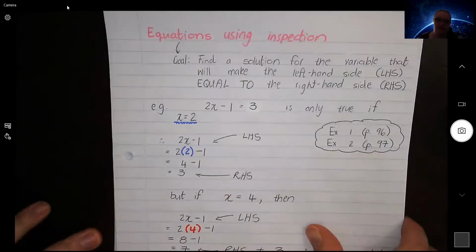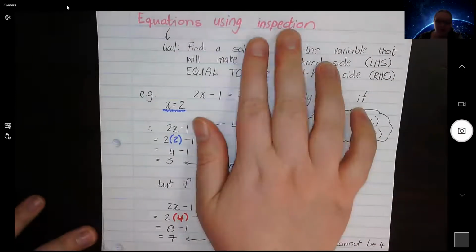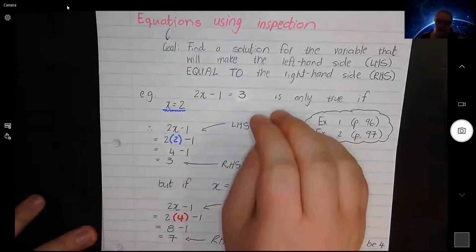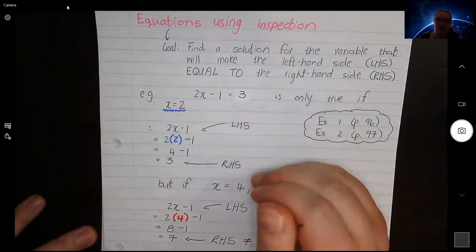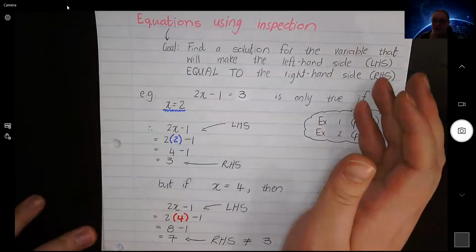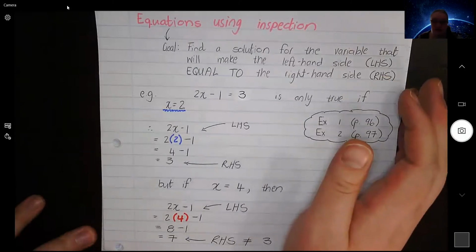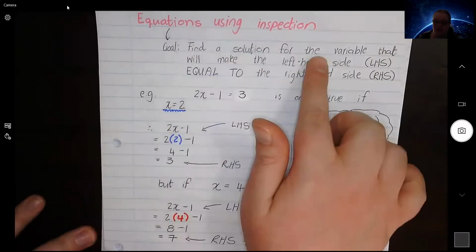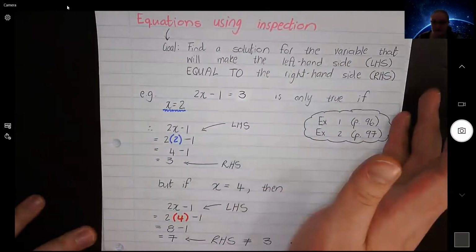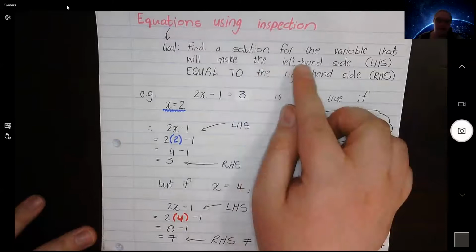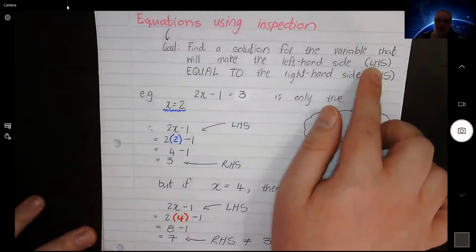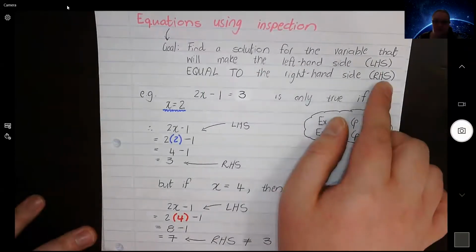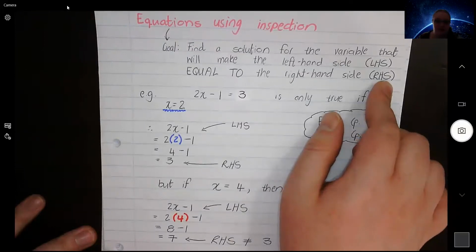Okay, so we can solve them using inspection. And you guys are pretty used to this. You've been doing it all your life, even though you haven't necessarily thought about it that way. So the goal is to find a solution for the variable, in this case x, that will make the left-hand side, which we shorten to LHS, equal to the right-hand side, which we shorten to RHS.